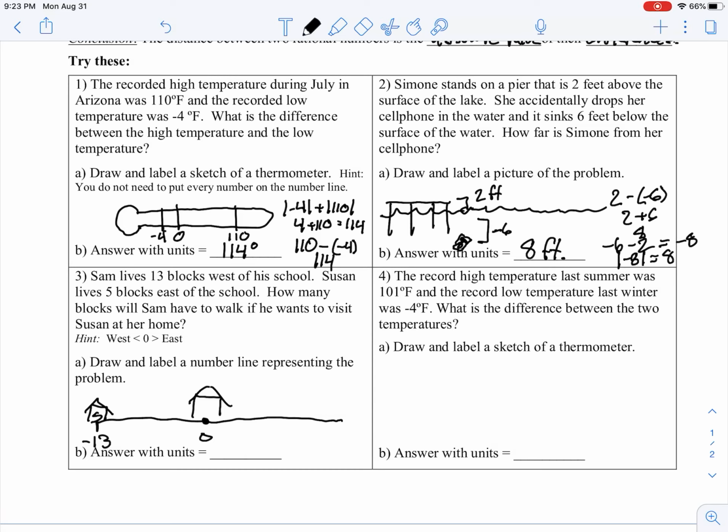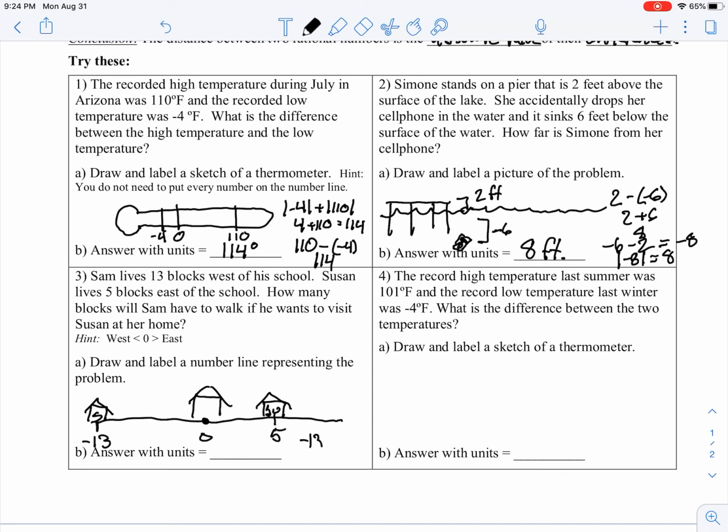Susan lives 5 blocks from her school. So it looks like I can't use S again, so I'm going to use SU for Susan. And she is 5 blocks to the east of her school, or to the right. So, using what we did before, we're just going to take the difference between these two things and then the absolute value of that difference.